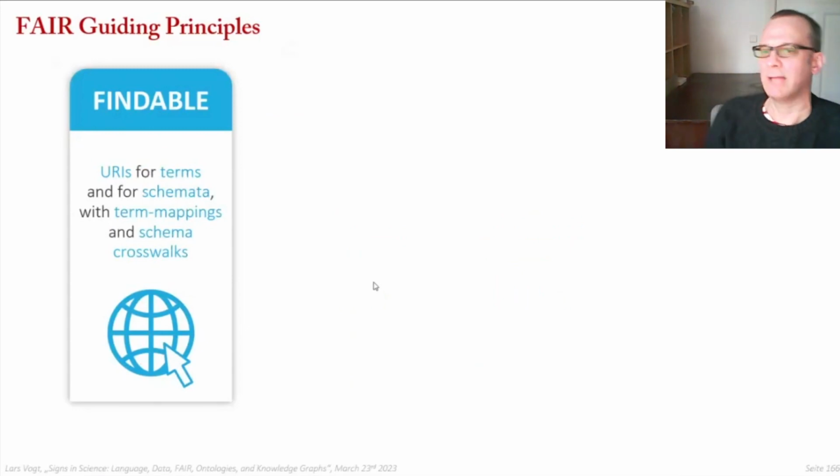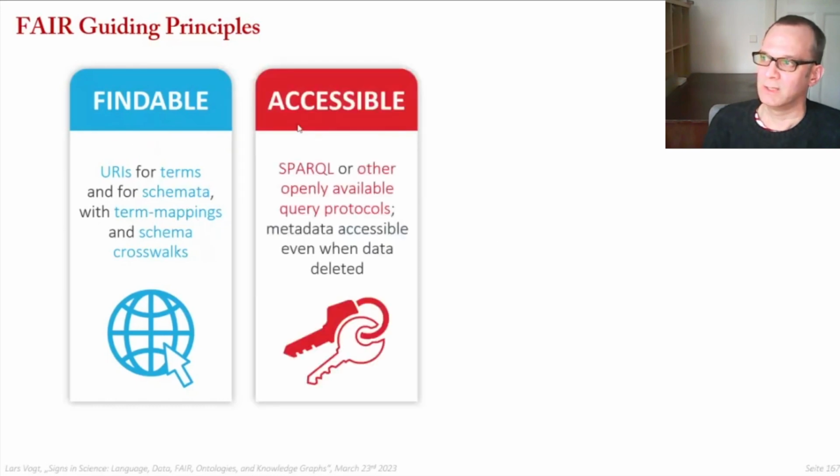And if we take a look at knowledge graphs and ontologies, we see that for the principle of findability, we can use URIs for the terms, and we can use the schemata, the patterns, for the statements. And then we need, in addition to that, the term mappings and the schema crosswalks. And then we have a certain chance to really find everything that we're looking for. In terms of accessibility, we need some tools that help us to find the things, and then access them.